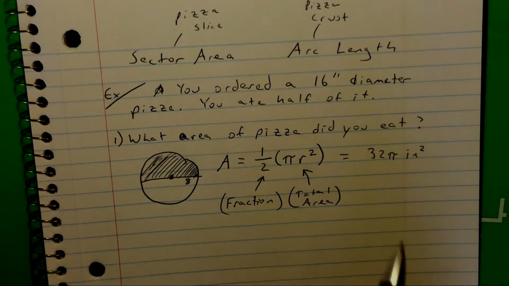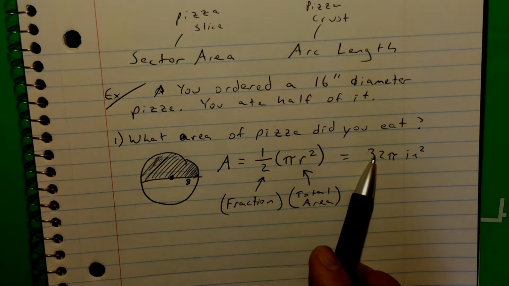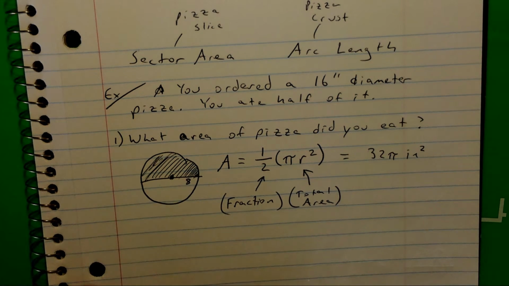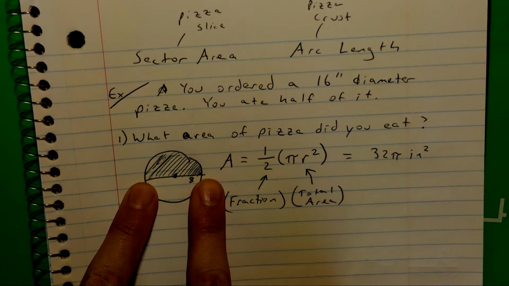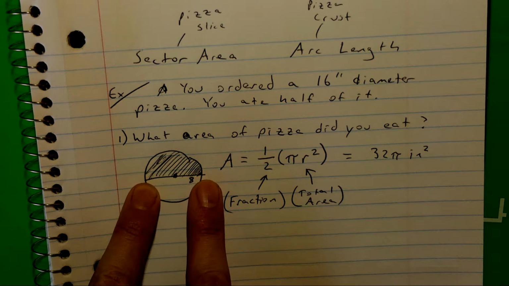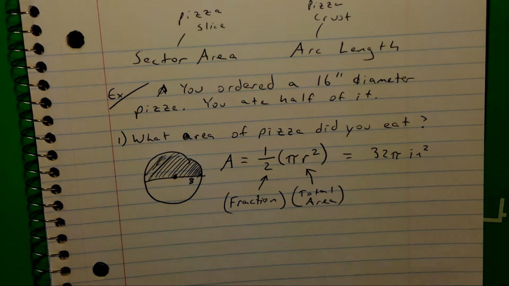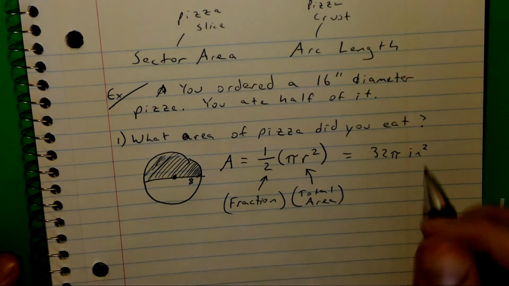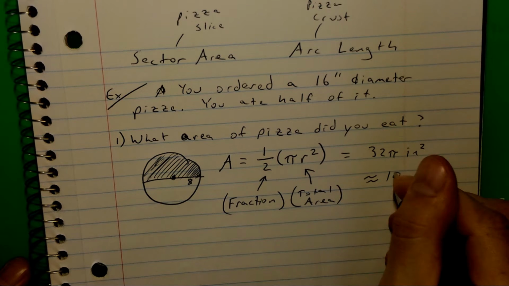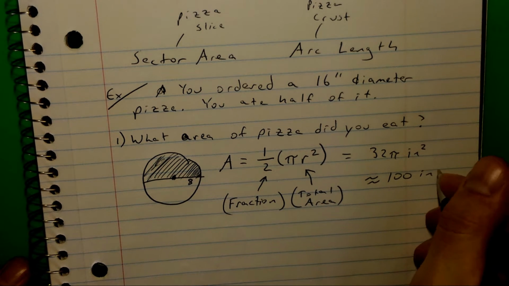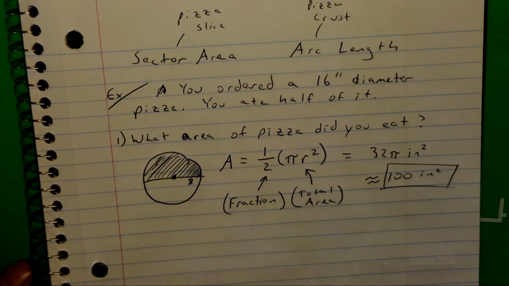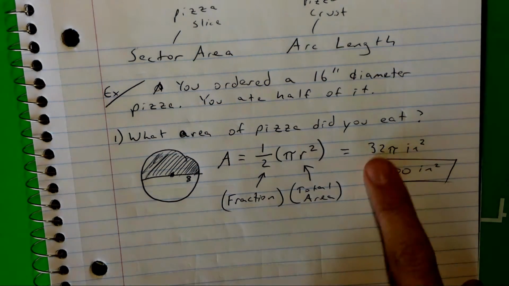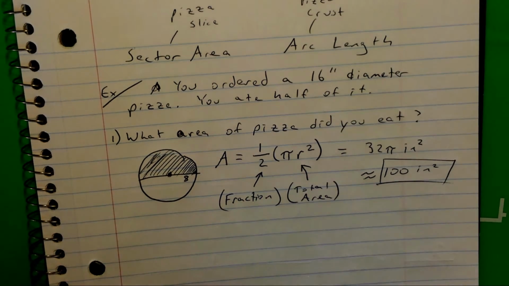So we're not talking about an angle here, right? 32 pi is not the angle of pizza that we ate. What would the angle of pizza be that we ate? Yeah, it's 180 degrees, or pi radians would be the angle. This is an area, so it's inches squared. And then, of course, you could approximate it. It's about 100 inches squared. It's like 100.5, something like that. Okay, so that's the idea. The point here is not this, but how we set this problem up.